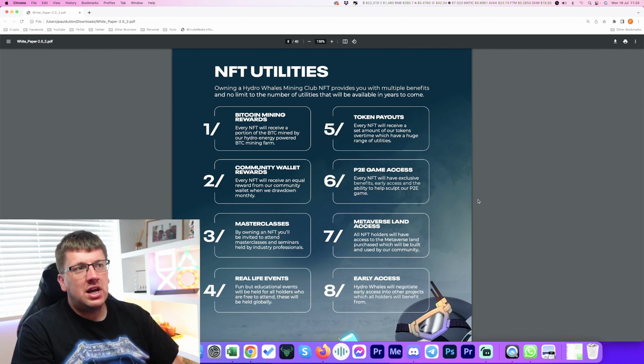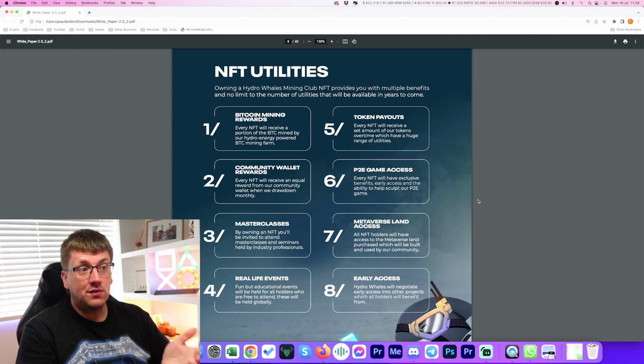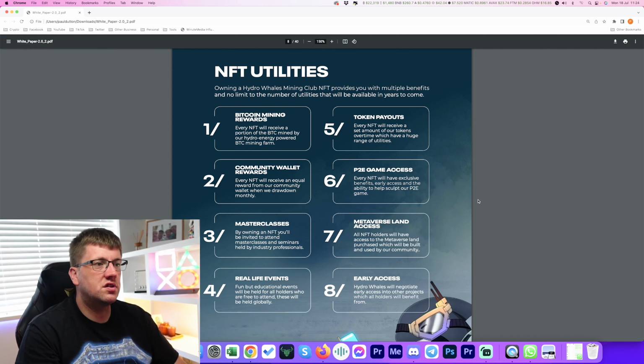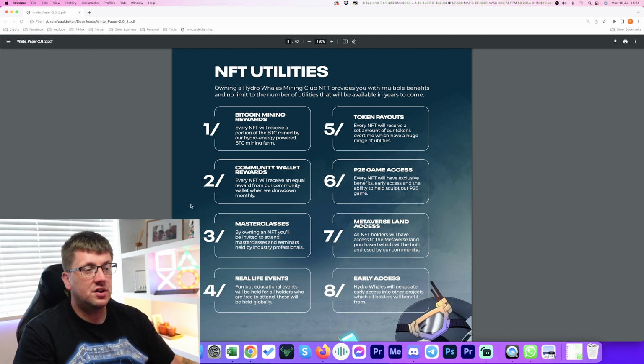Now, we talked about the NFT utilities already. So there's Bitcoin mining, there's a community wallet for other stuff. They give you access to free masterclasses. So if you want to learn about security in blockchains, or how to invest, or strategies for dollar cost averaging, all that kind of stuff, they do masterclasses, which I think is very cool. There's some real life events, which they call fun but educational. Hopefully there's some alcohol involved. We all like a drink.